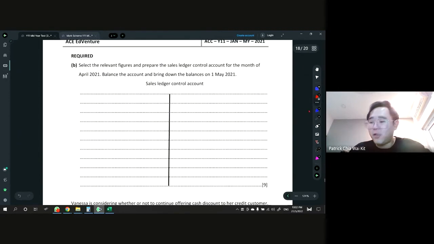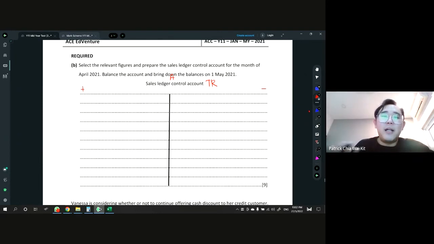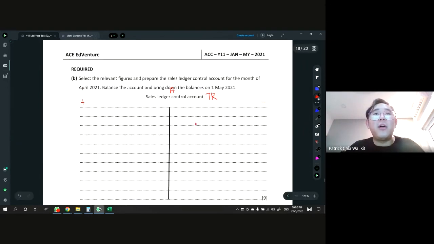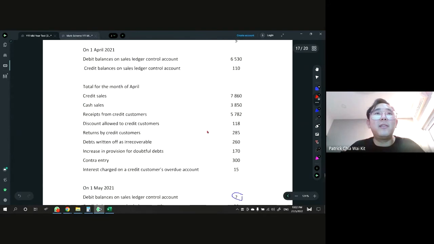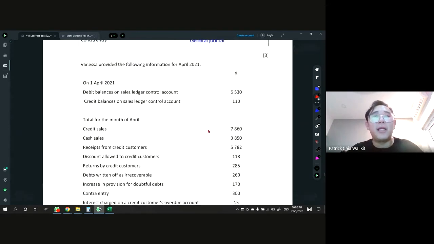And sales ledger control account is actually our trade receivables. All right, so trade receivable is asset. The DR side is positive, CR side is negative, right? But you know my style, I don't really care about the positive and negative. I will always go with the double entry. So let's look at all the double entry first. All we put back is whatever they give us first.